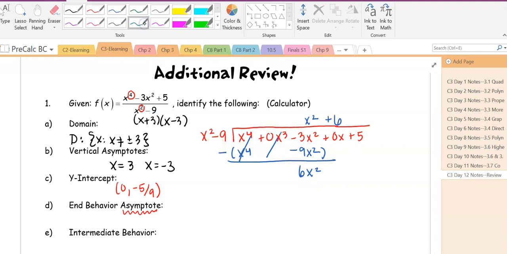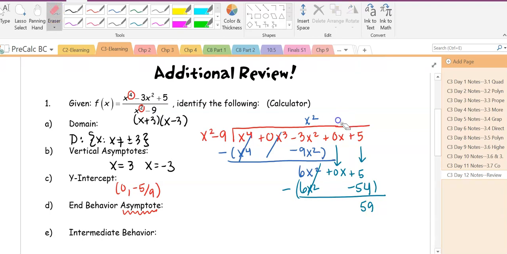Multiply, never changed colors, but that's okay. 6 times negative 9 is negative 54. And bring down our 0x. It's not going to matter anyways. Cancel. Bring down our 5. And we just have 5 minus 54, or excuse me, 5 minus negative 54, which is a 59. But either way, it doesn't matter. X squared cannot go into 59. And I'm just actually going to move my plus 6. Should be here. So that is my end behavior asymptote, y equals x squared plus 6.